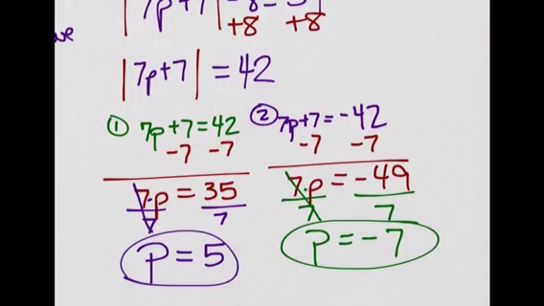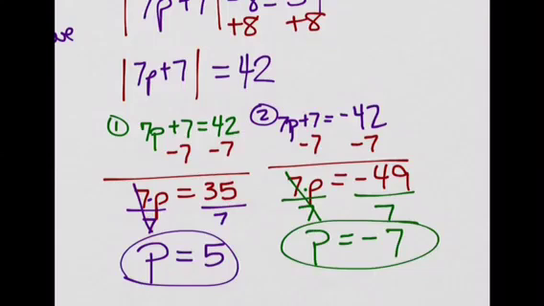Okay, if you look at this first equation, number 1, the first thing that we did was we got rid of the positive 7 by subtracting it. Okay, look over here at equation number 2. The first thing I did to get the 7p alone is subtract the 7. We did the exact same step as the first step in both equations.